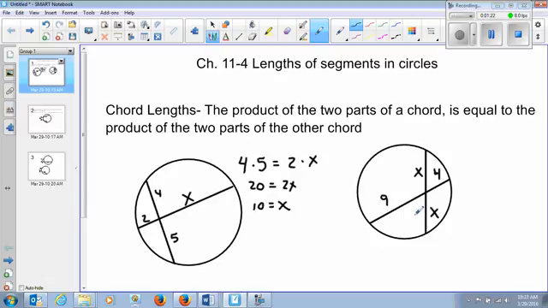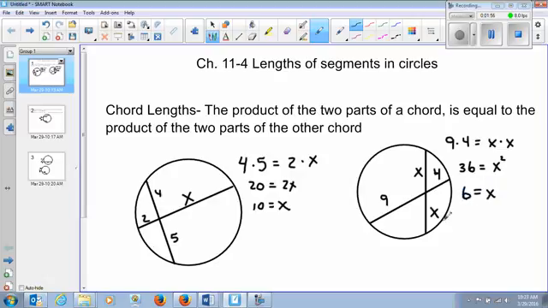Let's look at this other question though. So here's this chord. We have the two parts are 9 and 4. So we do 9 times 4, that's the product, which will equal the product of the two parts of the other chord. So we have x, and again we have x, so think about that. It's not 2x, but it's x times x. 4 times 9 is 36. x times x is x squared. And then to find the answer, we need to take the square root of 36 to get rid of the squared. So x ends up equaling 6.